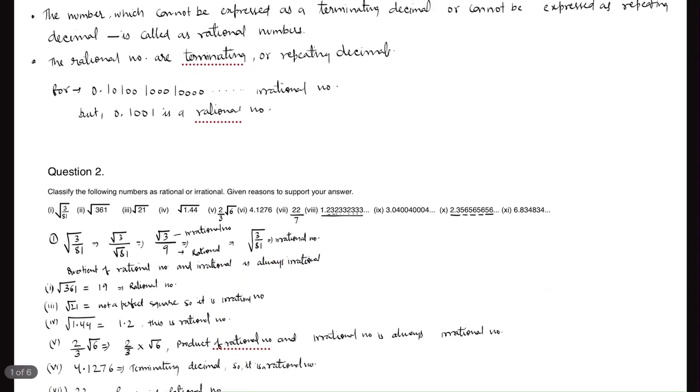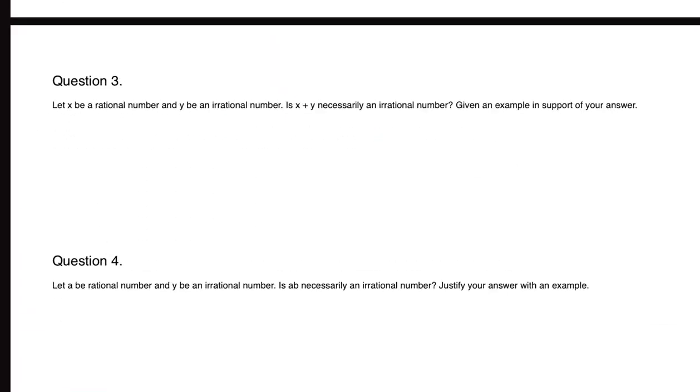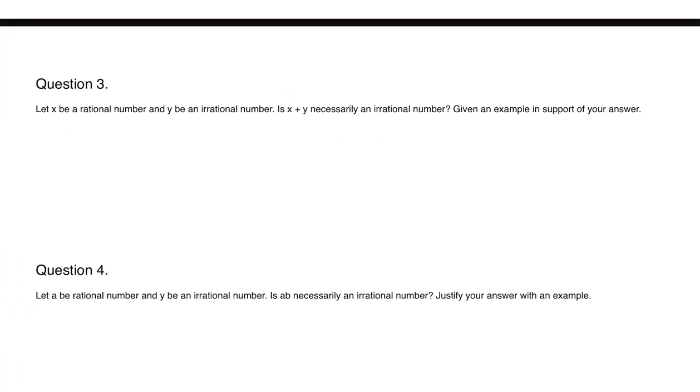Okay, now moving to the next question, question number 3. Let x be a rational number and y be an irrational number. Is x plus y necessarily an irrational number? So the question is asking, if we sum one rational number and one irrational number, is it necessary that the answer will be an irrational number? So we will check.